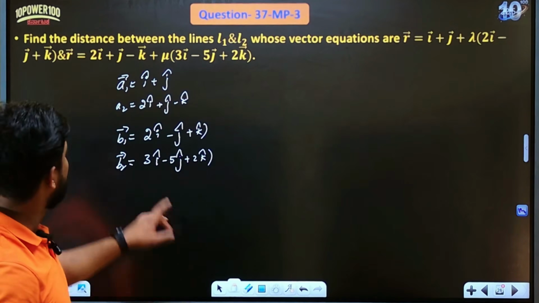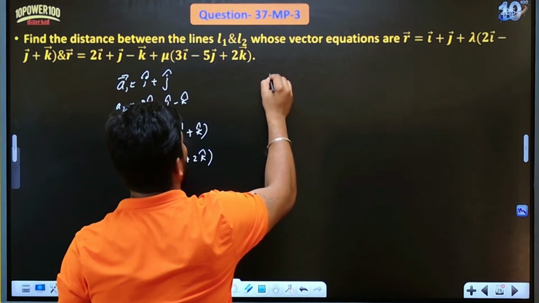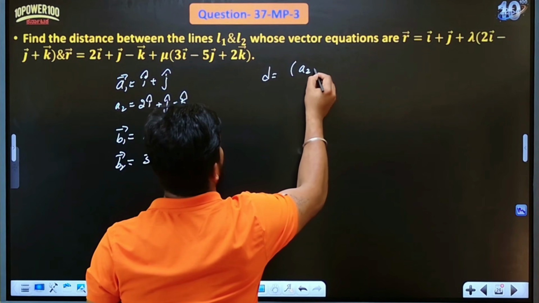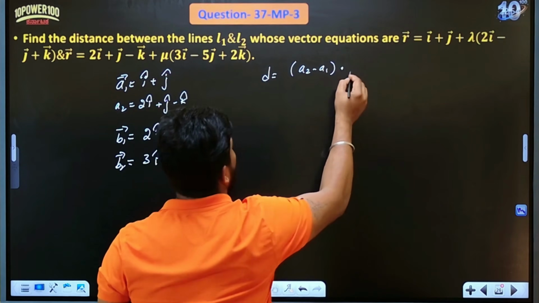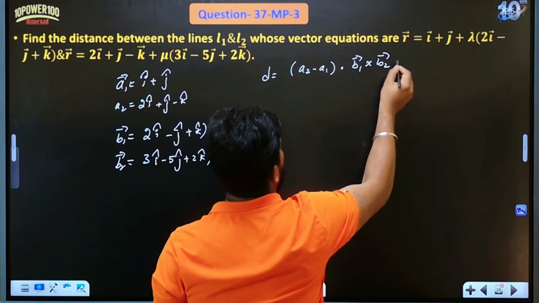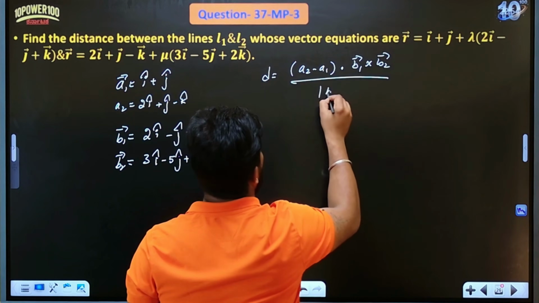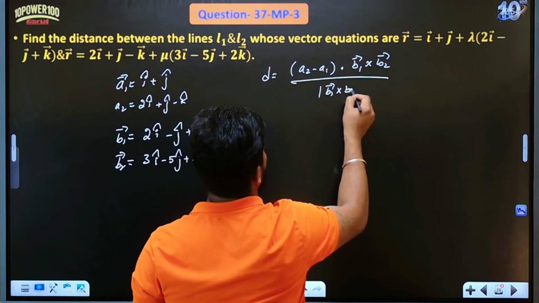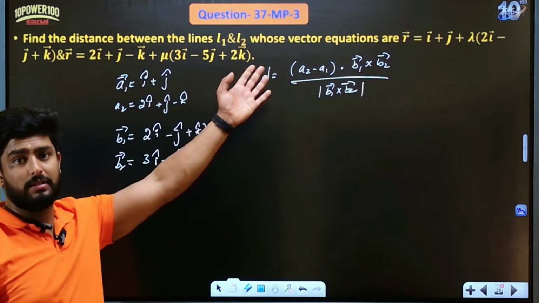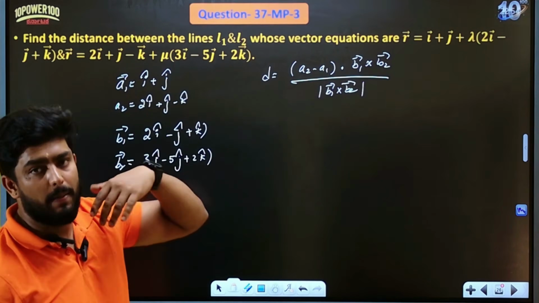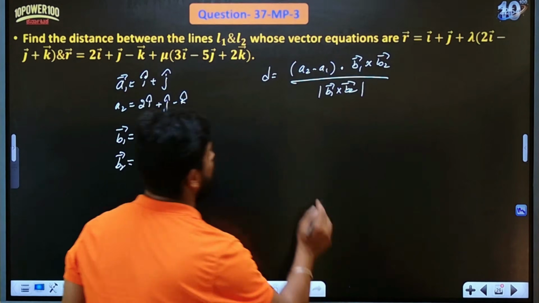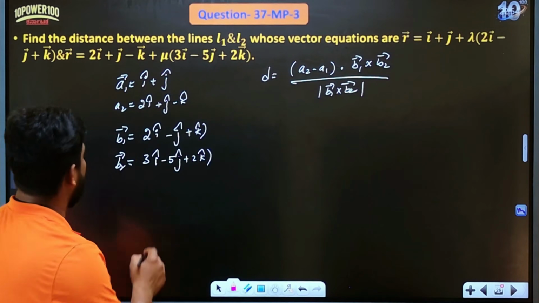Now the formula is d is equal to (A2 minus A1) dot (B1 cross B2), divided by the magnitude of B1 cross B2. The numerator is no trouble, because it is a dot product and we end up getting a number. So there is no problem there. Now we have to look at B1 cross B2 first.